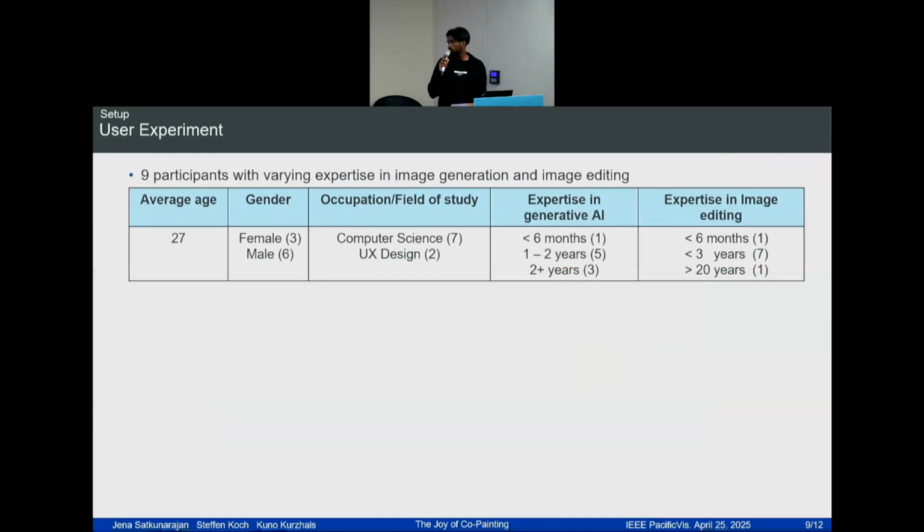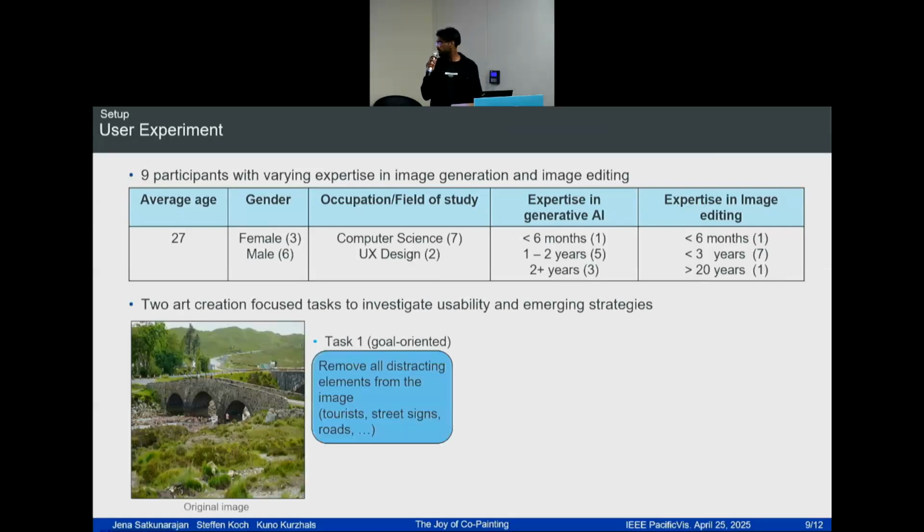To evaluate our approach, we conducted a user experiment. We invited 9 participants with varying expertise in image editing and image generation. And we asked them to perform 2 art creation focused tasks. To give you a rough rundown of what the tasks are: the first one was more targeted. We gave them a landscape image and asked them to remove any distraction features. And we defined distraction features as anything related to humans, tourists, or man-made objects like trees and so on.